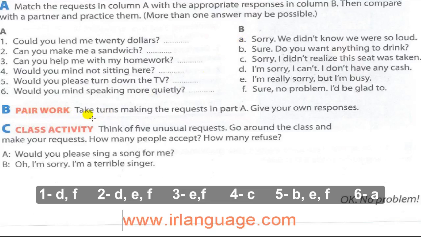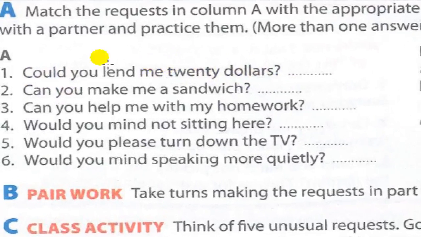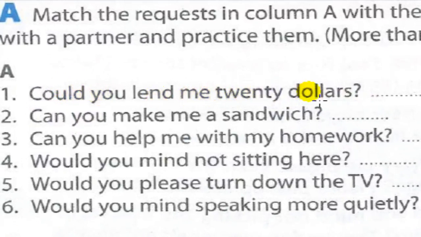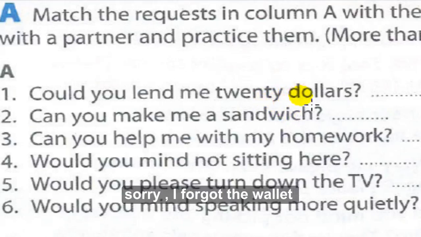B. Pair work. Take turns making the requests in part A. Give your own responses. So in exercise number B, your friend will ask you the request and you answer by yourself, like, could you lend me $20? I'm sorry, I don't have any cash. Or I'm sorry, I forgot my wallet at home. Or I'm sorry, I need my money myself.